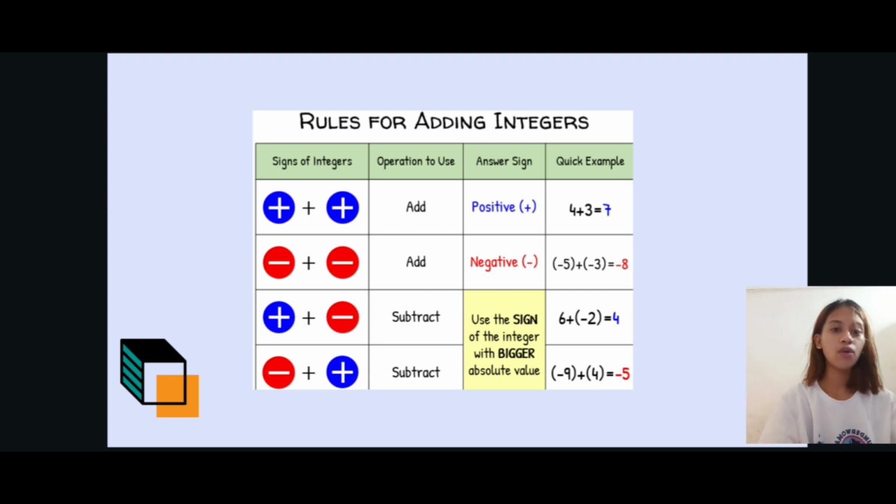And now, when the sign of integers are both negative, you are also going to add the numbers, and the answer sign would be negative. So, for example, negative 5 plus negative 3 equals negative 8.